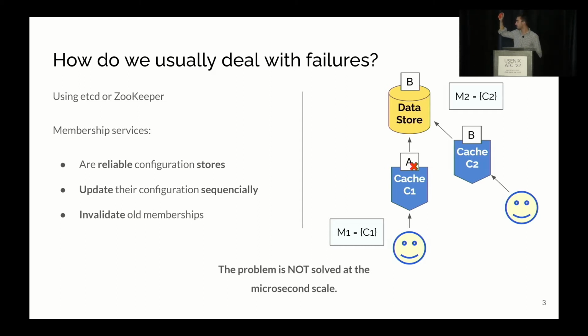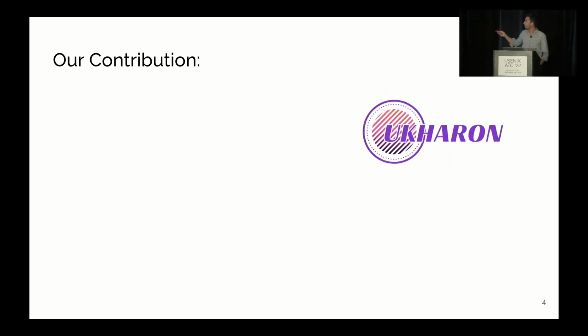But the problem is that they do not operate at a microsecond scale. So we end up having applications, like in high-frequency trading, that operate at microsecond scale, but whenever there's a reconfiguration or failure, they suffer from huge latency spikes. And that's a huge deal. And so that's where we intervene with our contribution, that is uKharon.